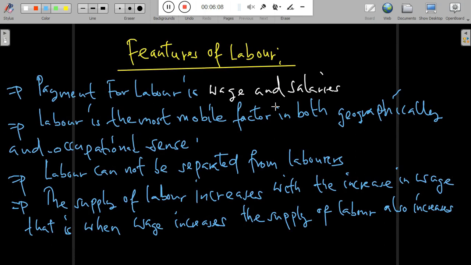Let's talk about the features of labor. The payment for labor is wages or salaries. Labor is the most mobile factor, in both the geographical and occupational sense, since he or she can move from one place to another and work in different areas. Labor cannot be separated from laborers. And the supply of labor increases with the increase in wages; that is, when wages increase, the supply of labor also increases.